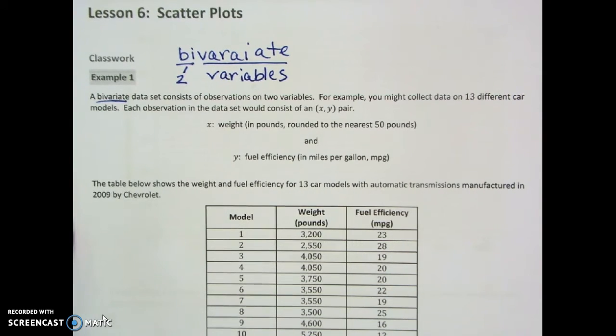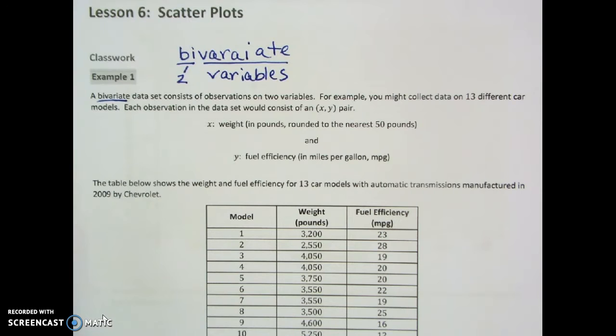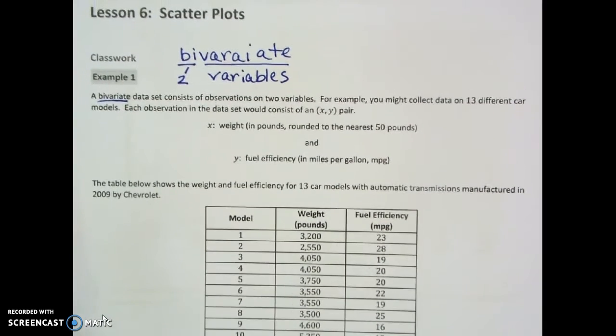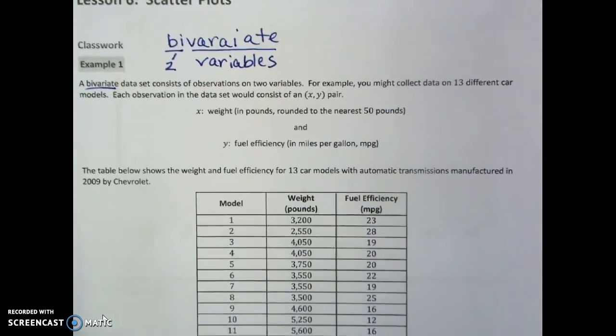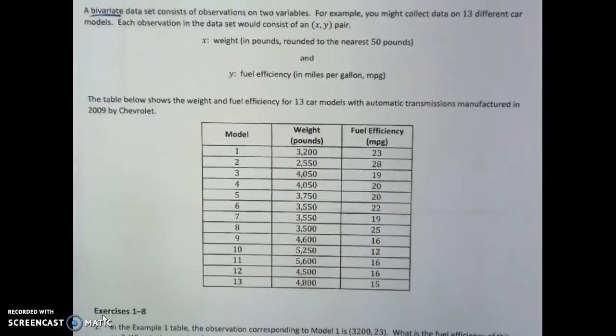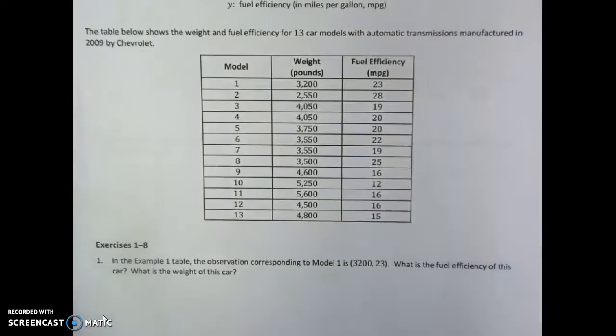In this first example here, you'll see that they collected the weight and the fuel efficiency for 13 different kinds of cars. So X is the weight and Y is the fuel efficiency. And that could be interchanged. Y could be the weight and X could be the fuel efficiency. That doesn't matter. It depends what you're looking for, what you're trying to find from what. So here's the table of information. We're going to answer a few questions about this.